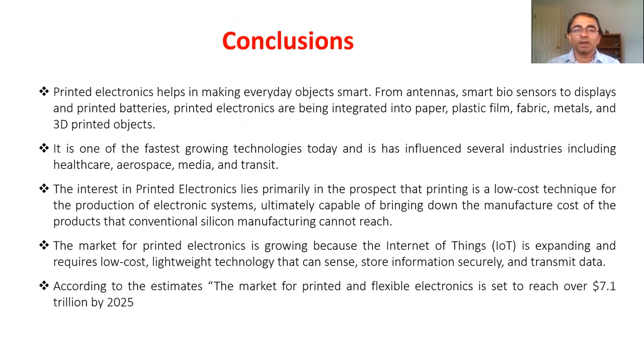Now, conclusions. Printed electronics helps in making everyday objects smart. For antennas, smart biosensors, displays, printing batteries, printable electronics are being integrated into paper, plastic, fabric, metals, 3D printed objects. In almost every field, it has application. Almost every substrate you can print. So that is the beauty of printing technology.